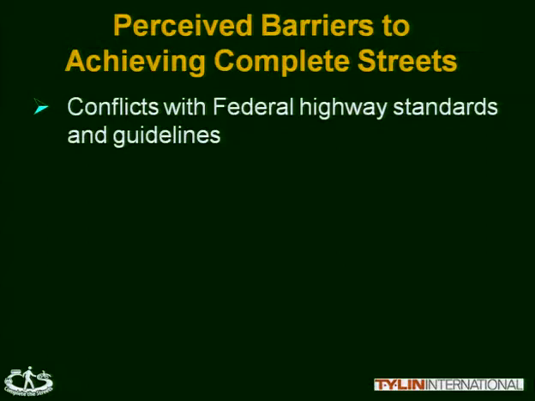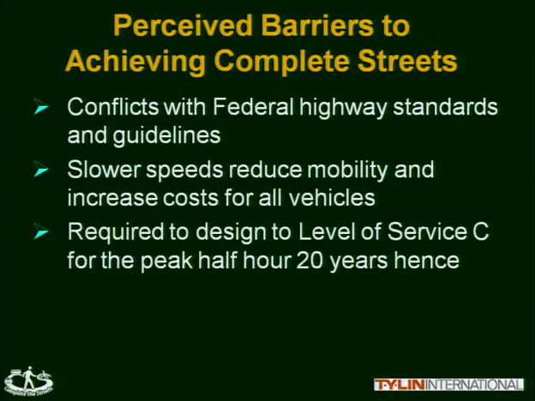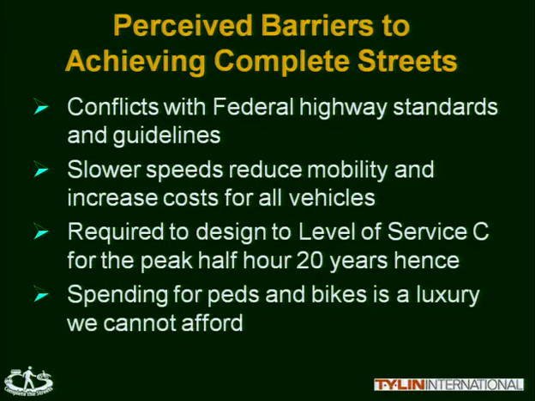They say it conflicts with the federal standards and the Green Book and the MUTCD. You can't do that. And if you slow the speeds down to make it safer for people, that's going to reduce mobility and it'll increase costs for everybody. And you know when you design a street and you use federal funds, you're required to design to a level of service C. And for those of you who don't understand that, I'll explain that a little bit. To the peak half hour, 20 years down the road, that's supposed to be the requirement. And so you're stuck. You can't do anything about it.